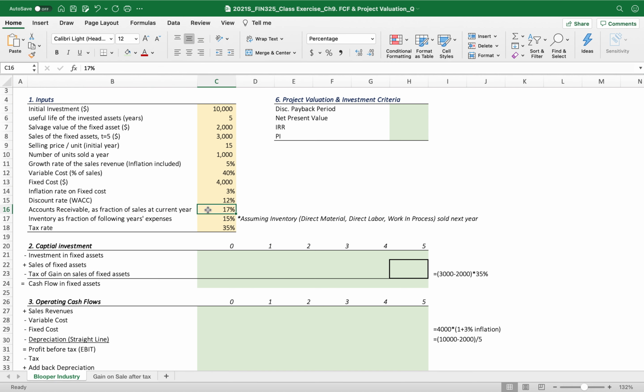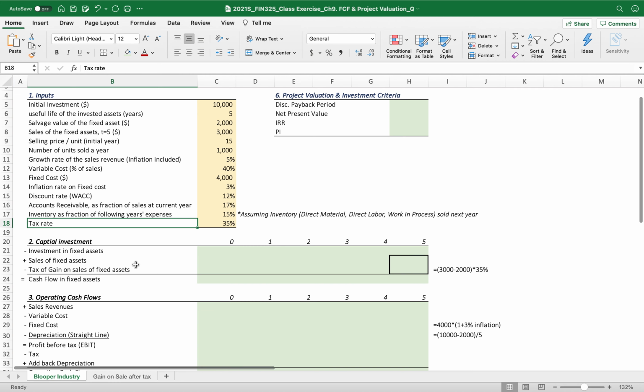So the current asset, which is accounts receivable as a fraction of sales in the current year, 70%, and the inventory following expenses, assuming inventory, direct material, direct labor, or work in process, for the next year. So we assume that the inventory made is going to be sold next year. So we put this 15% for the inventory, the next year. And then the tax rate is 35%.